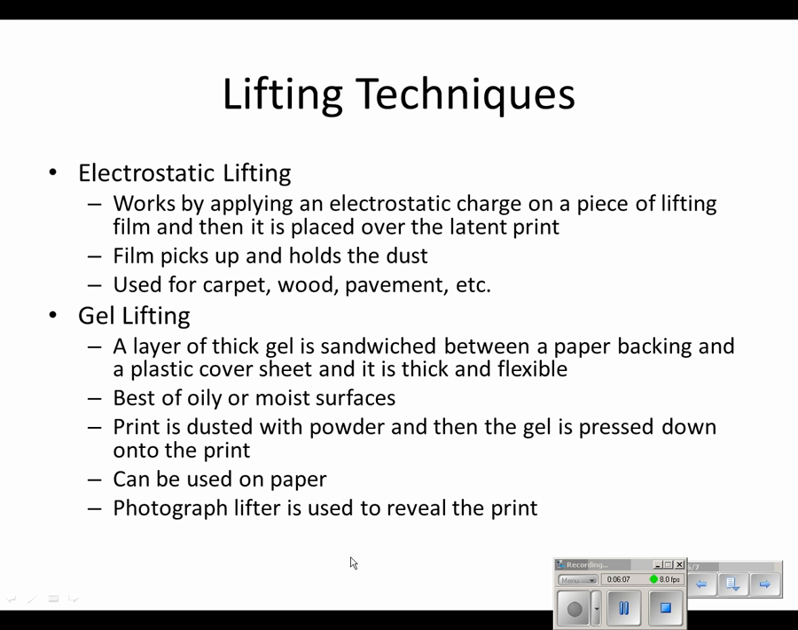The other technique is gel lifting, which is using a gel adhesive or gel lifter, which is a thick gel that's sandwiched between a paper backing and a plastic cover sheet. It's kind of thin, flexible, and usually this is used on oily or moist surfaces. The print first gets dusted with powder, just like we did for fingerprints, and then the gel is pressed down over it, and you would lift that up, and we're going to use a photograph lifter to reveal the print. And what's unique about this is we can also use it on paper besides those wet and moist surfaces.